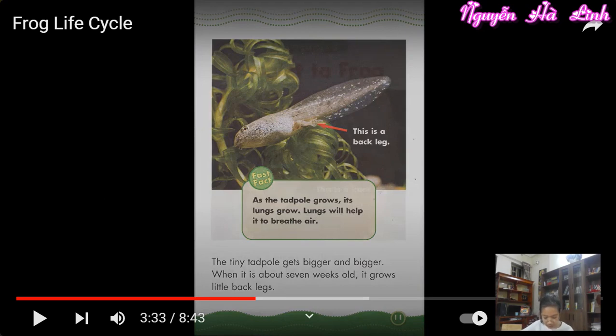The tadpole cannot leave the water. It behaves kind of like a fish. It breathes through will. Fish can and tadpole all have will. This is a back leg. As the tadpole grows, its lung will have it to breathe in. The tiny tadpole gets bigger and bigger. When it is about 7 weeks old, it grows like back leg.